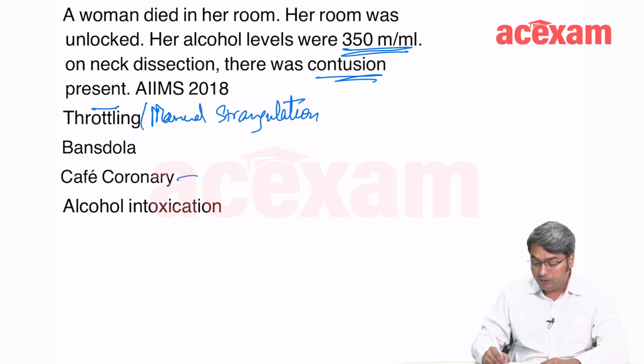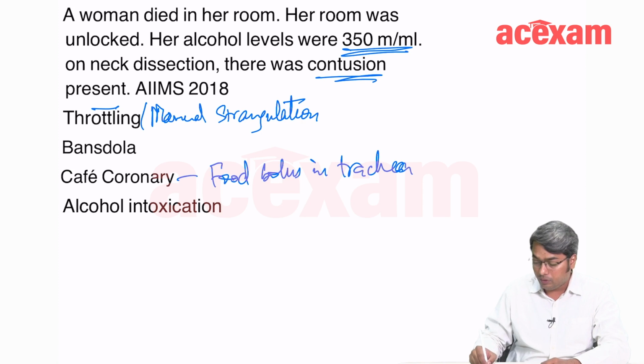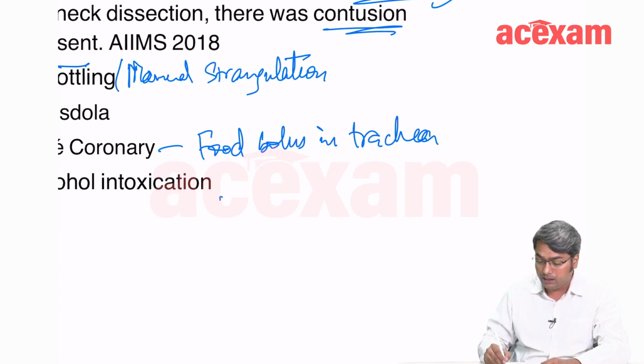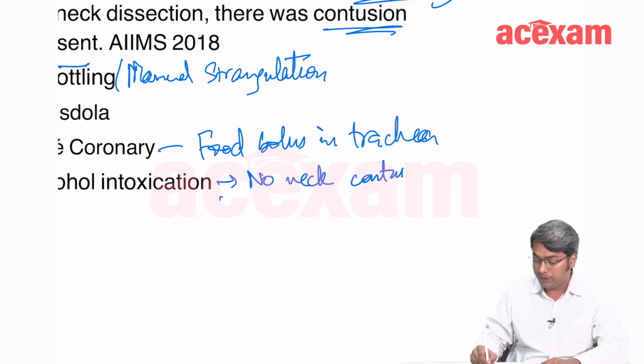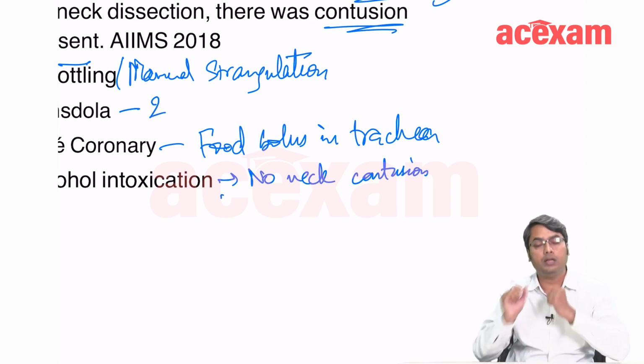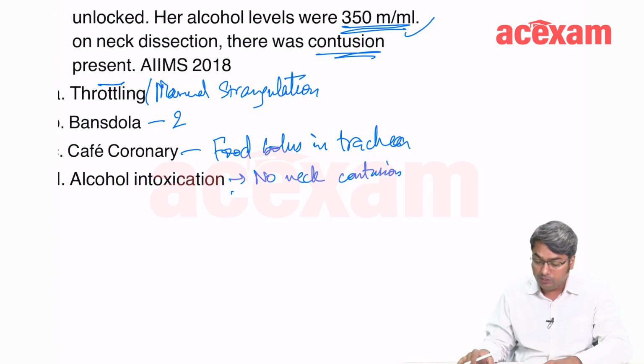In cafe coronary, we will find a food bolus inside the trachea, and obviously the person was intoxicated by alcohol, but we will not find neck contusion in case of alcoholic intoxication. And in Basdola, 2 bamboo sticks are applied to the neck, and there not only contusion will be present, but also the mark of the bamboo sticks.